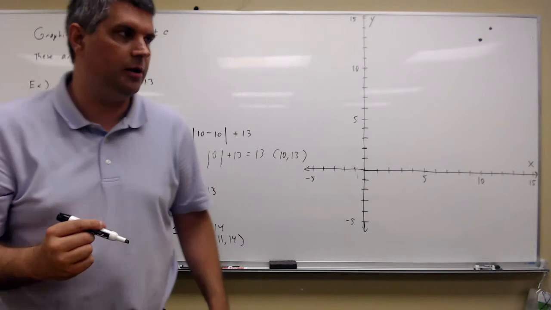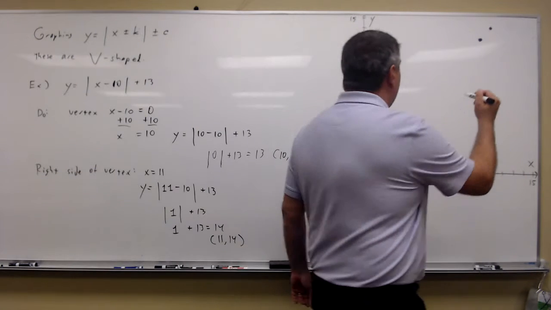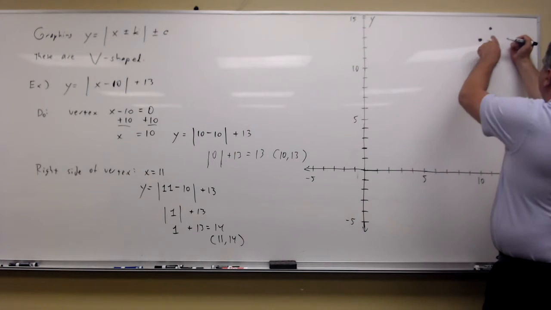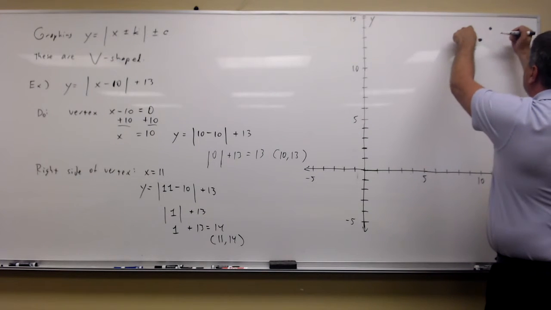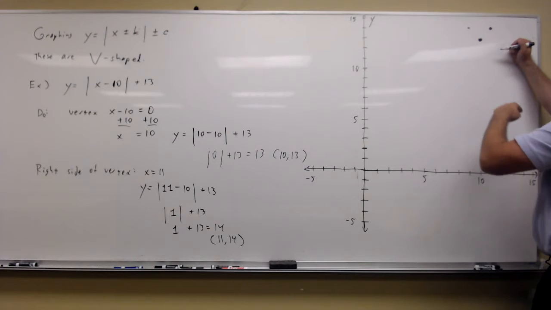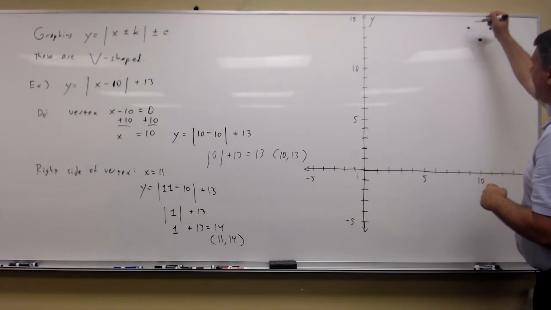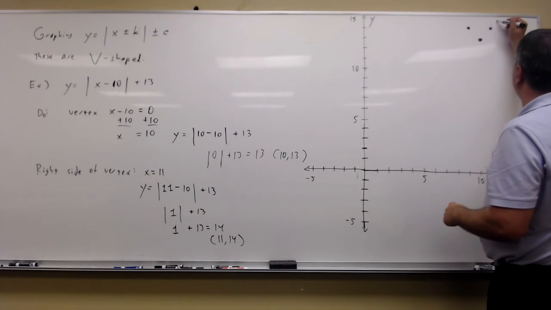It does. Good. Okay, now because this is going to be symmetrical, to get the left side, I went 1 over, 1 up. So this would be 1 over and 1 up from the vertex. And all I have to do is put that V through.